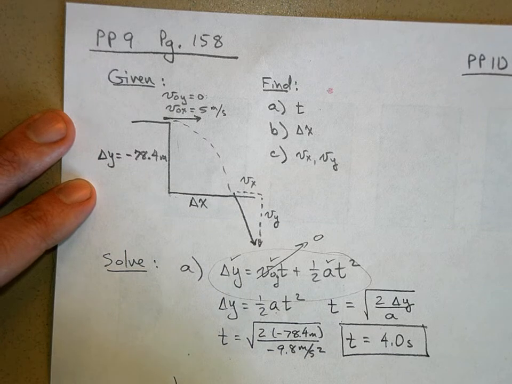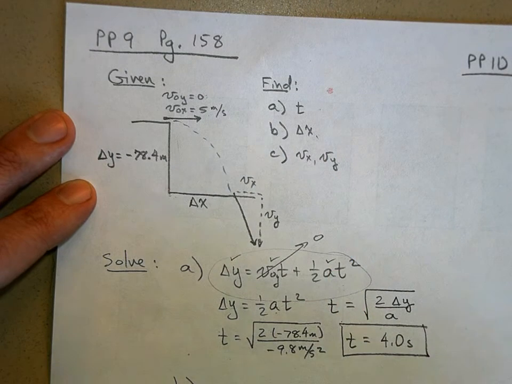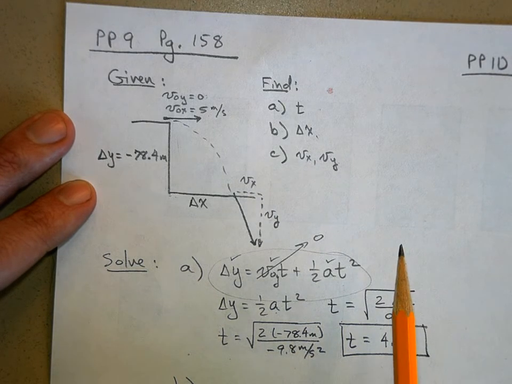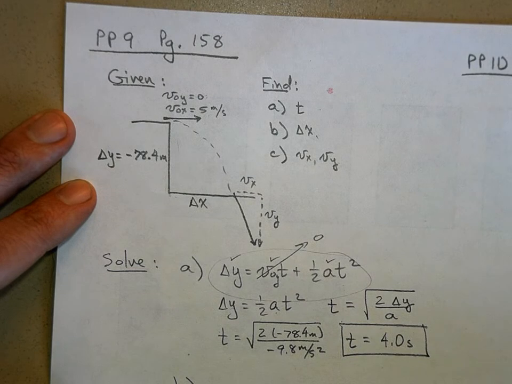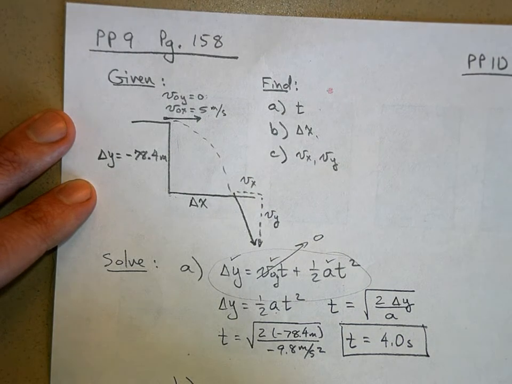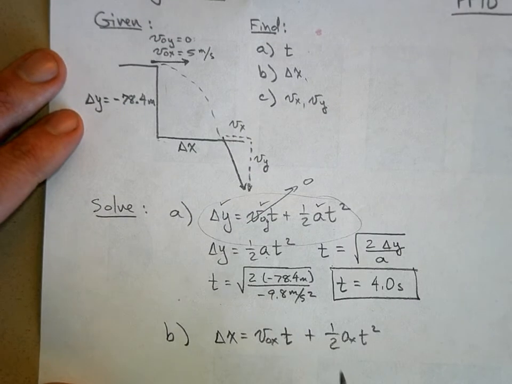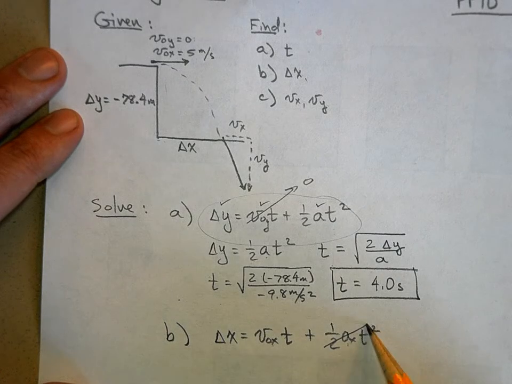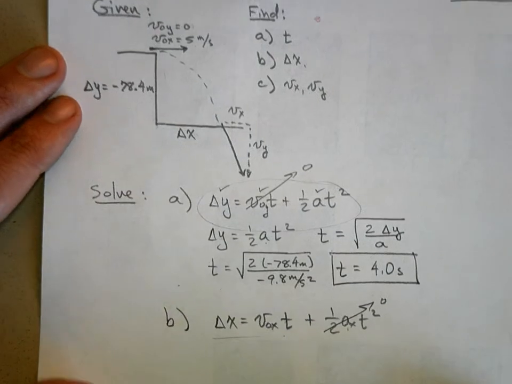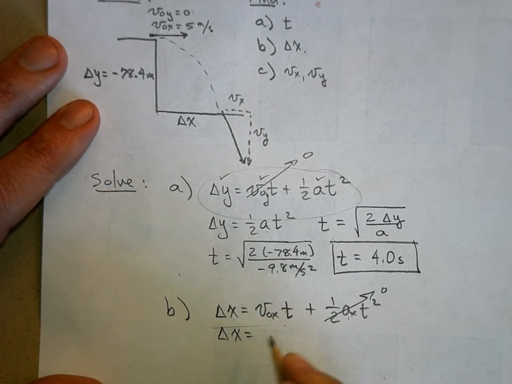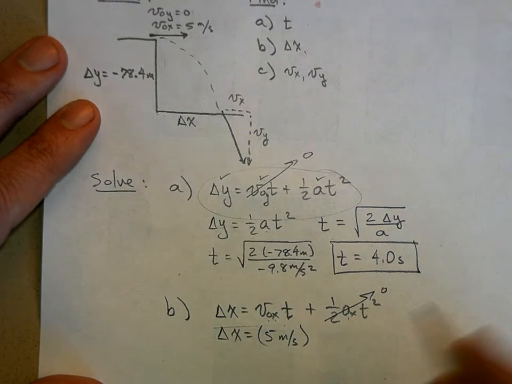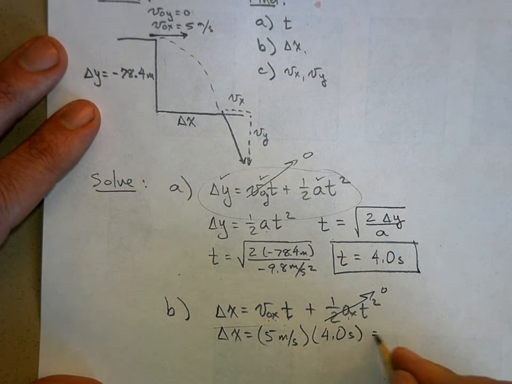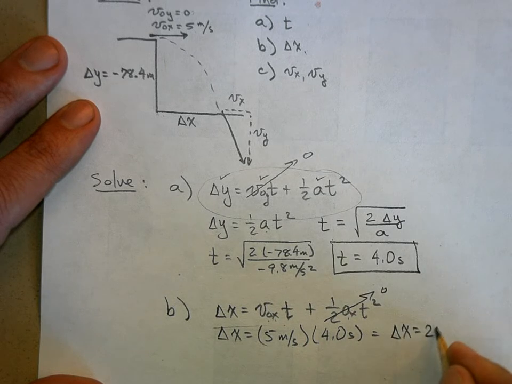For part B, we want to know what is delta x. There's only one kinematic equation in the x direction when you're dealing with projectile motion problems because there's no acceleration in the x direction. I mean, you could start off like this, delta x equals v naught x times t plus 1/2 ax t squared, but this would be silly because the acceleration in the x direction is 0. So this is it right here. We know the velocity in the x direction is 5 meters per second. And we know how much time went by from part A, 4.0 seconds. So that's going to be delta x equals 20 meters.